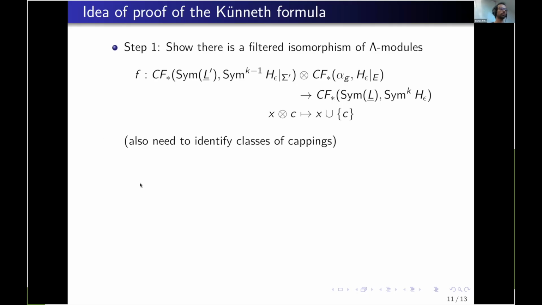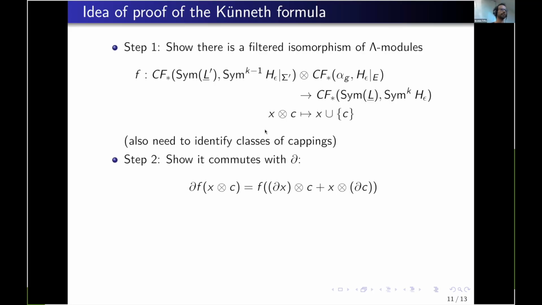And well, we also need to take care of the cappings, but this is not too difficult. And one can check that the capping that we associate have the same area. So this is a filtered isomorphism. Then the second step is to show that this is a chain map, so that it commutes with the differential.